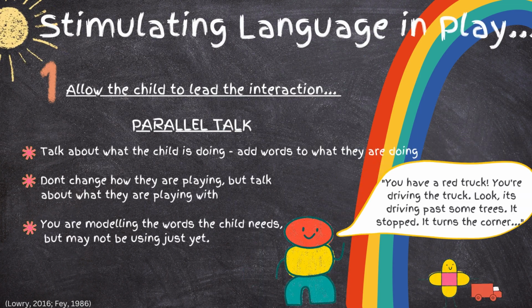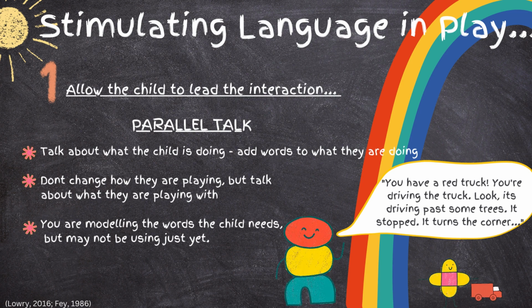Parallel talk is when you talk about what your child is doing, so you're adding words to what they're doing. Don't change how they're playing, but talk about what they're playing with. You can use simple sentences to talk about the child's actions. For example, you could say, "You have a red truck. You're driving the truck. It drives past some trees. It stops. It turns the corner. Now you have a plane. It flies in the air. There's people in it. Oh no, one fell out."